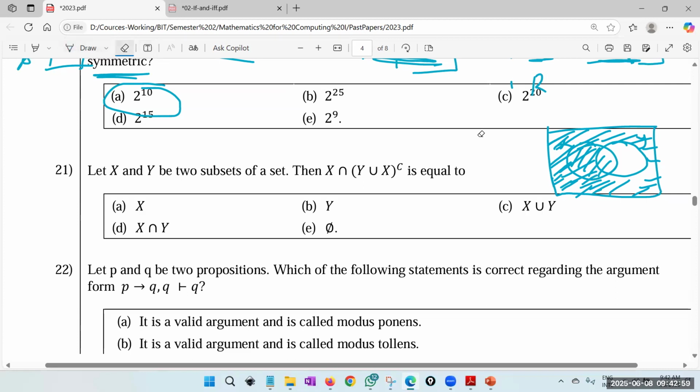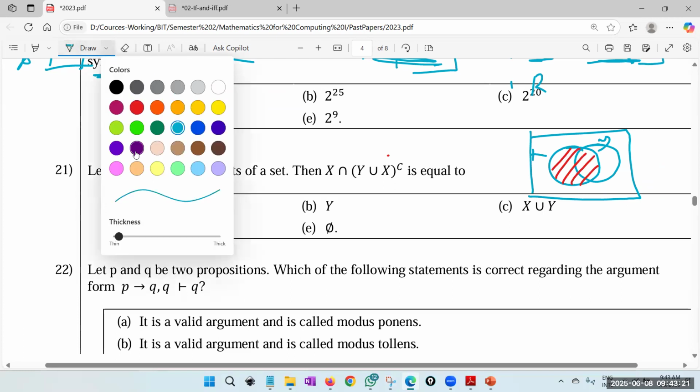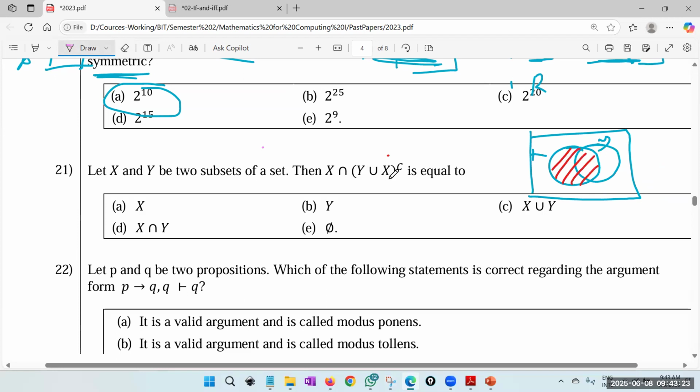Let's shade it in two different colors, otherwise we get confused. This is X and Y. X intersection, this is my X, and Y. X union Y complement means anything not belonging to X or Y. Anything not belonging to X or Y, that is something like this.